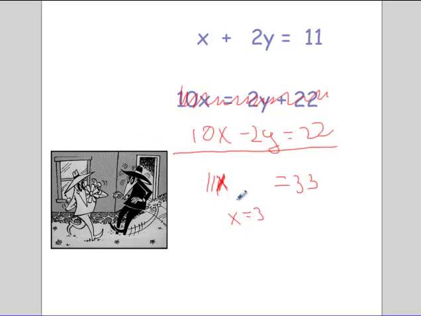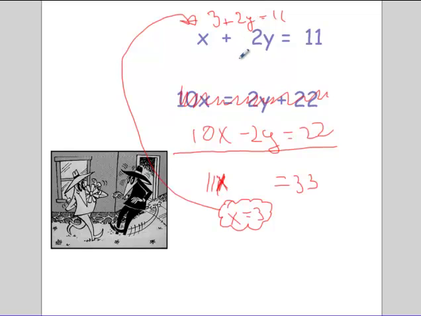Now the next step, take that answer, plug it into either of those equations, even this one that was crossed out. I'll plug it right there, and I get 3 plus 2y equals 11. Subtract 3 from both sides, and I get 2y equals 8. And then divide by 2, so I get y equals 4. The answers are looking an awful lot alike on these. That's just a bit of a coincidence.